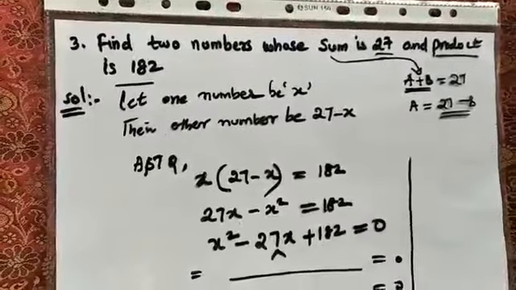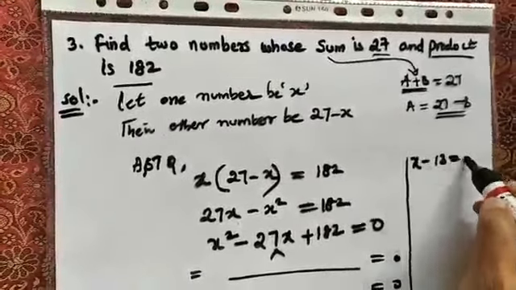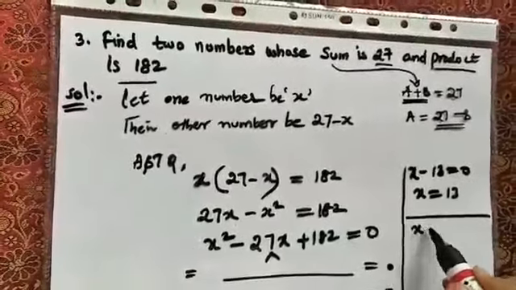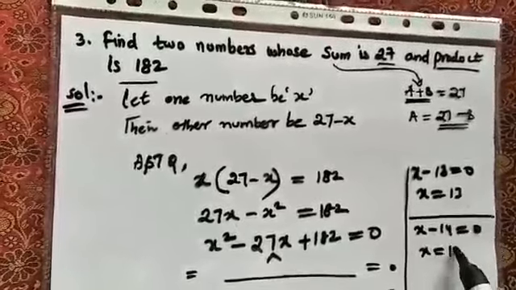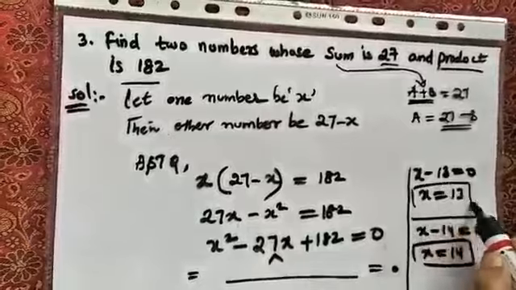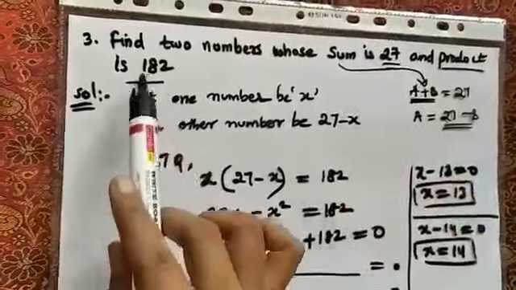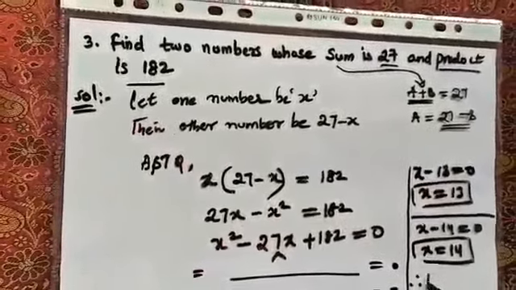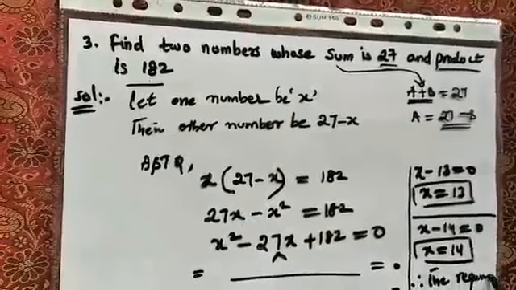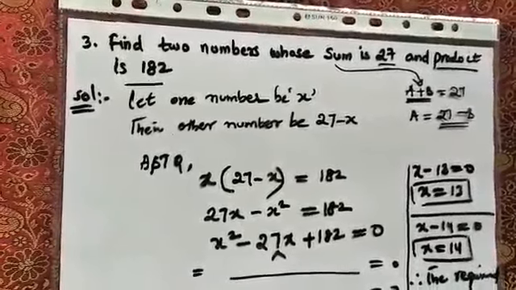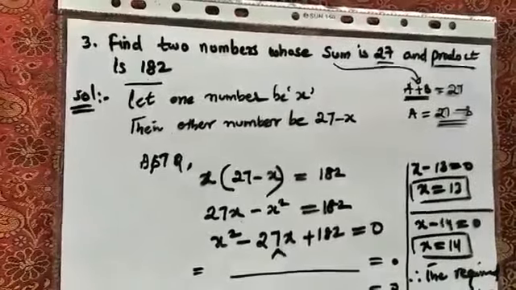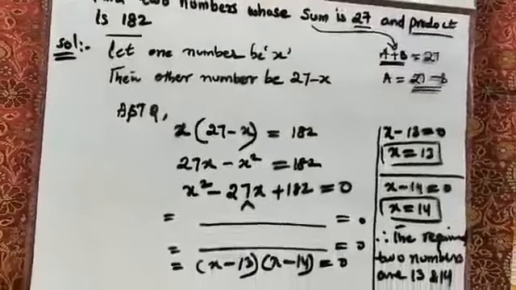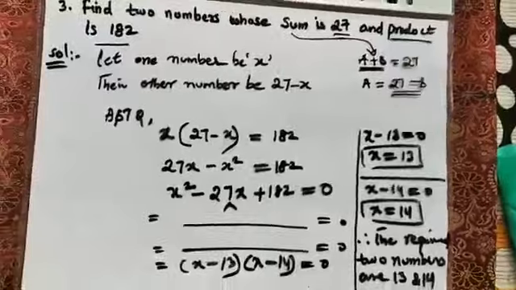Now we have to find the numbers. So x minus 13 is equal to 0, and x will be equal to how much? 13. Then the next value, x minus 14 is equal to 0, x is equal to 14. So it means the two numbers which give the sum as 27 and on multiplication give 182 are 13 and 14. So conclude your problem by saying that therefore the required two numbers are 13 and 14. Okay. So this is how we have completed our question number 3.